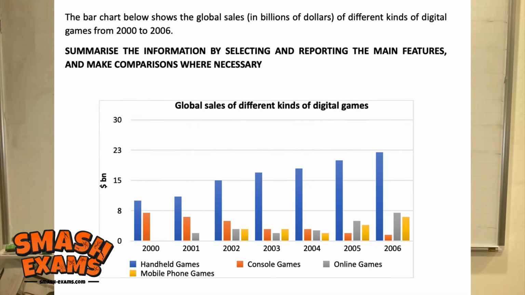It's very easy to watch a video and not take action afterwards. I want you to implement what you've just learned in this video by having a go in the comment section. I'm going to put up a question right now. I want you to write me a 20-word introduction based on this description that's going to be on screen now. The bar chart below shows the global sales in billions of dollars of different kinds of digital games from 2000 to 2006. What I want you to do in the comments below, using all of the tips I've just given you, is write a perfect introduction to start off the academic writing task 1.